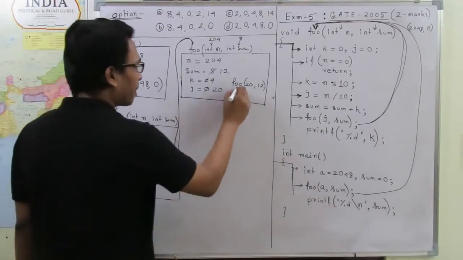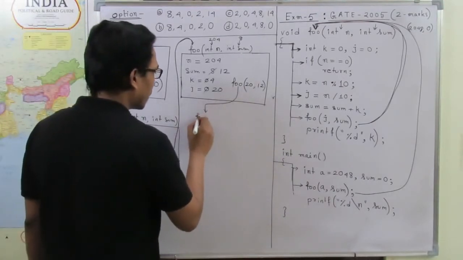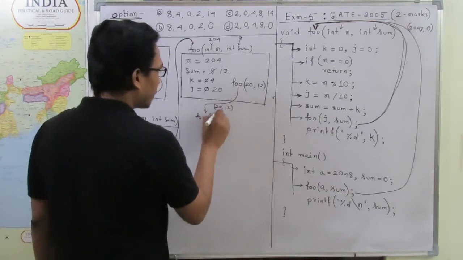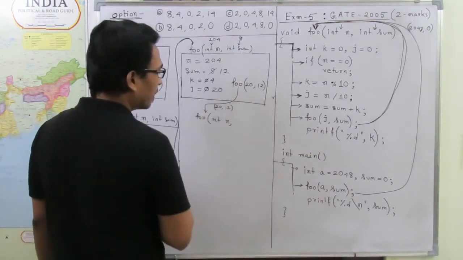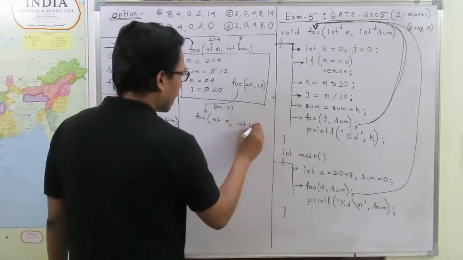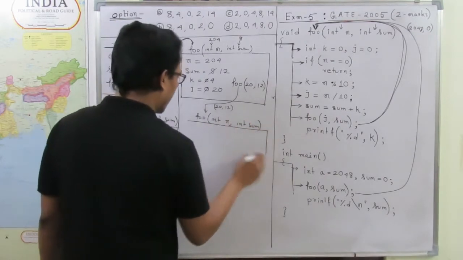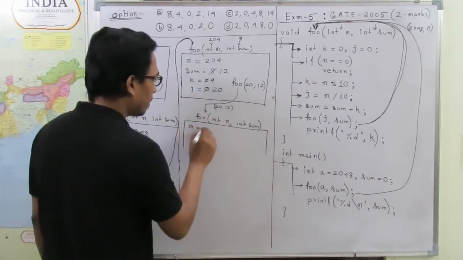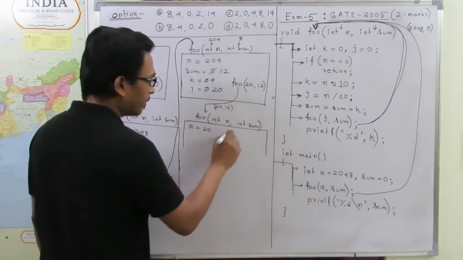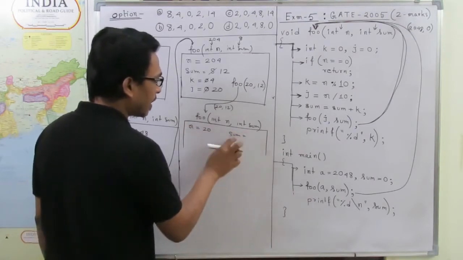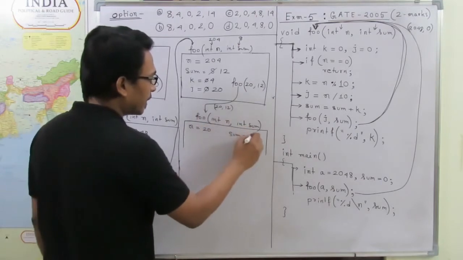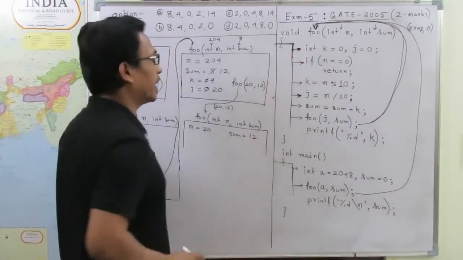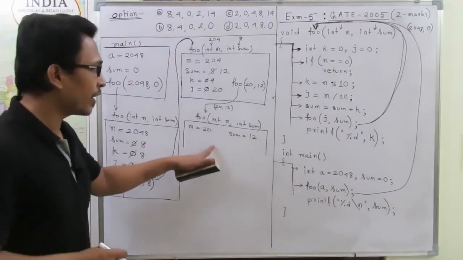Clear? That means from here one more foo instance will be created with 20 and 12 as parameters. Integer n receives the first parameter, integer sum receives the second parameter. Now in this particular block again, the first parameter is received by variable n, and the next parameter, that is 12, is received by the variable sum. Now we enter inside the foo function again in this particular foo instance.